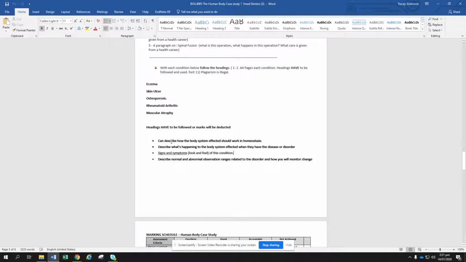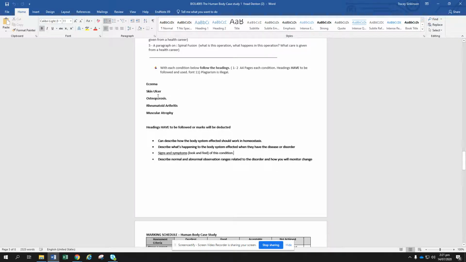Now remember, describe how the body system affected should work in homeostasis. Skin ulcer and eczema are all part of the integumentary system. So you can actually just do exactly the same for that part. But of course, it's different when it comes to what's happening to the body when the system's affected. This is about the blood flow not getting to the epidermis, isn't it? Signs and symptoms are very different and they're in stages. Observation ranges related to this are very different to eczema.